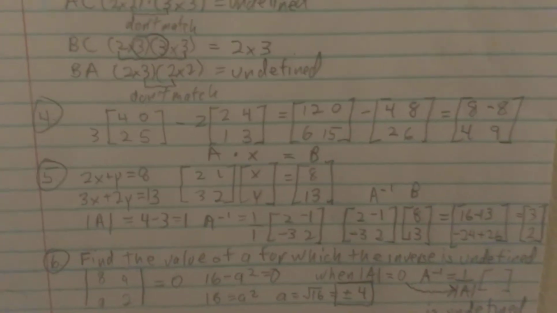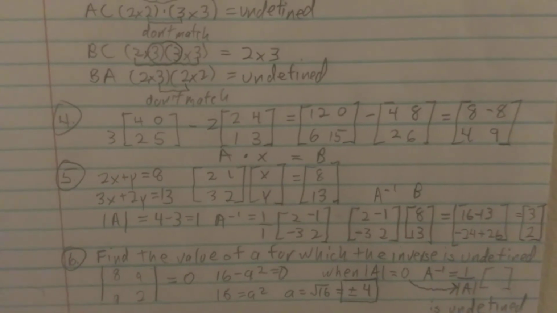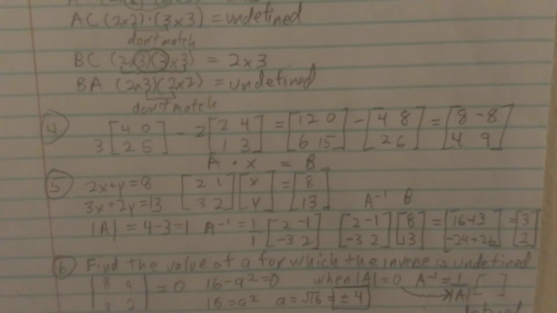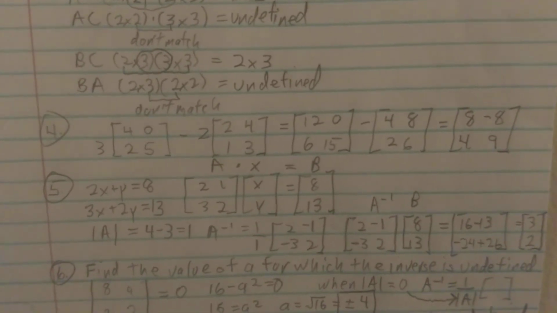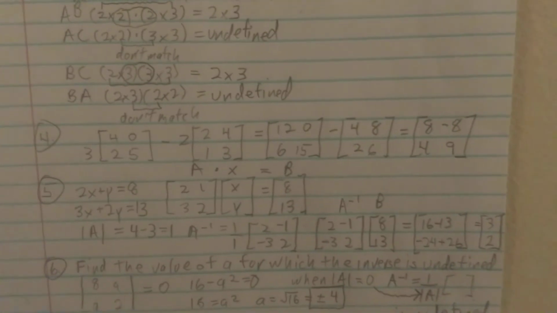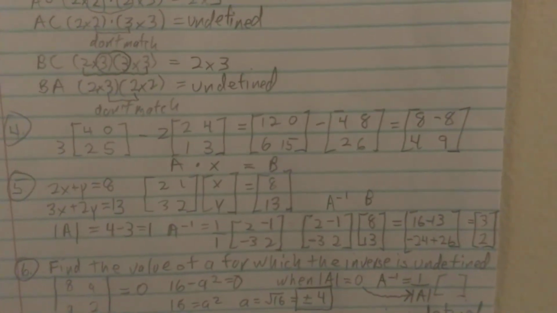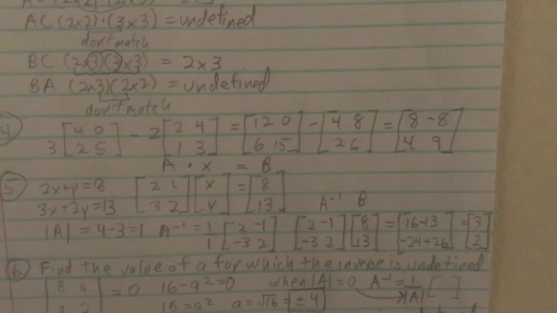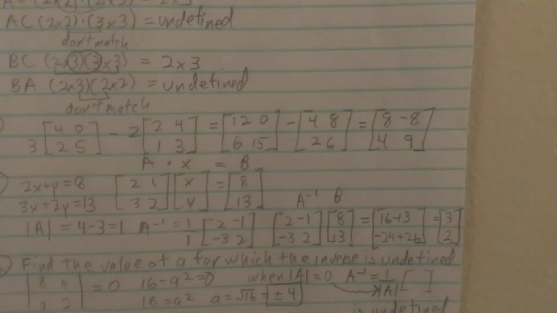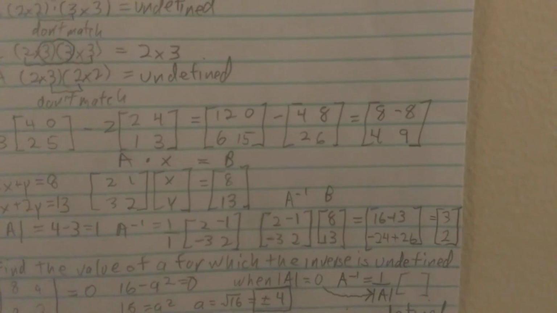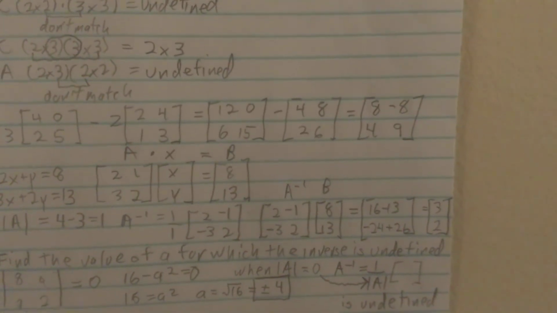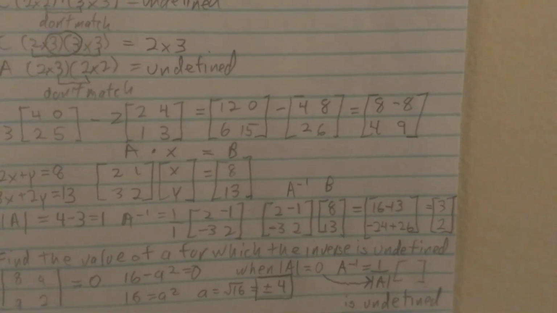Now, if I have a simple matrix multiply of 3 times the matrix 4025 minus 2 times the matrix 2413, the first matrix would multiply out to 120615. And the second one would be minus 4826. So subtracting elements, I have 12 minus 4 is 8, 0 minus 8 is negative 8, 6 minus 2 is 4, and 15 minus 6 is 9 for my answer: 8, negative 8, 4, 9.